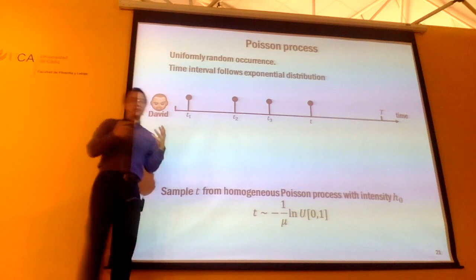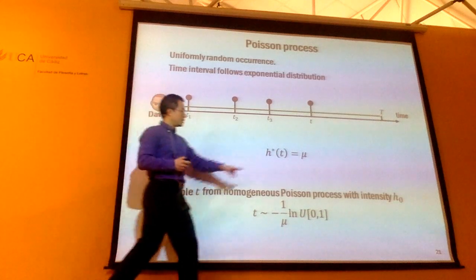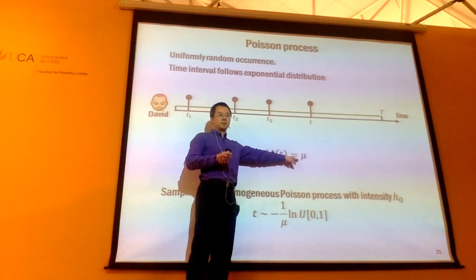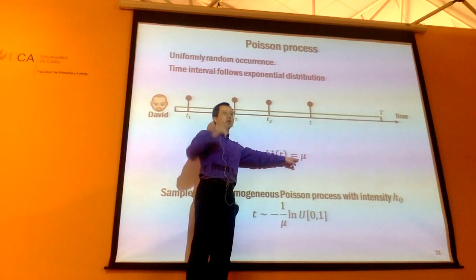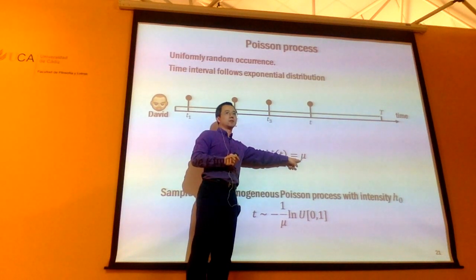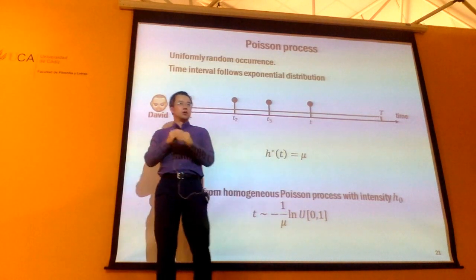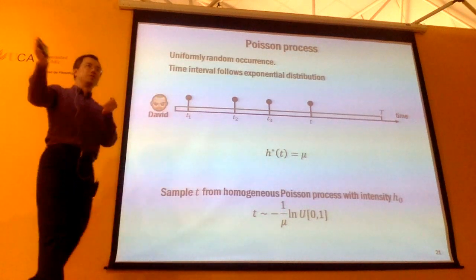If you parameterize it using the intensity function, it's super simple. The intensity is just going to be a constant. It doesn't depend on the history, and it doesn't depend on a particular time point. It's always a constant. So in this particular case, that will give you a process in which the events happen uniformly over time.